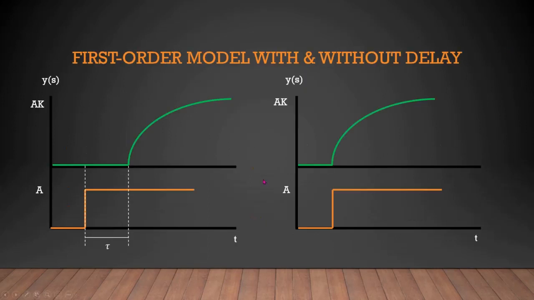Well, here we can see a step response and also the response of a system. These are two examples of a first-order model with and without delay. And we can see in this example that nothing happens until tau. This is the one that has a first-order model with delay. And this is the example of a first-order model without delay.